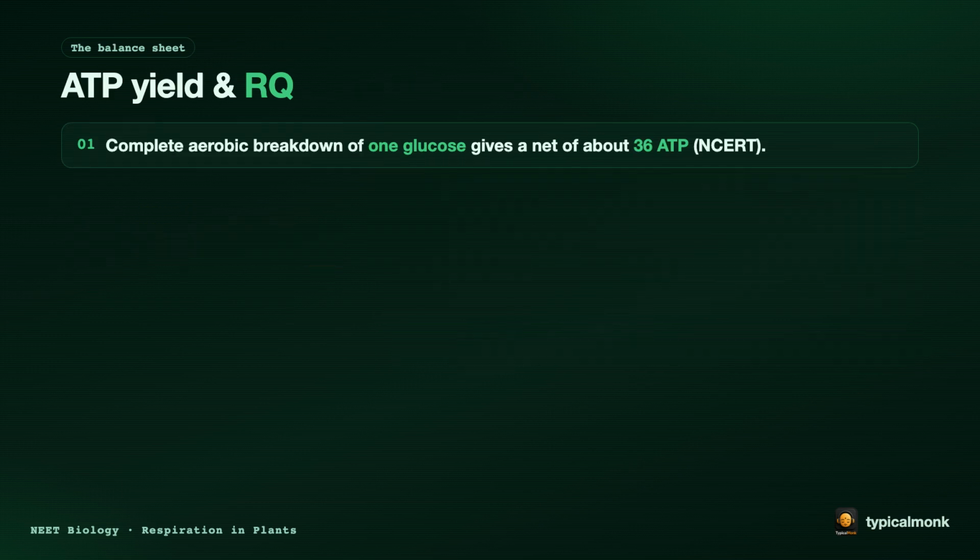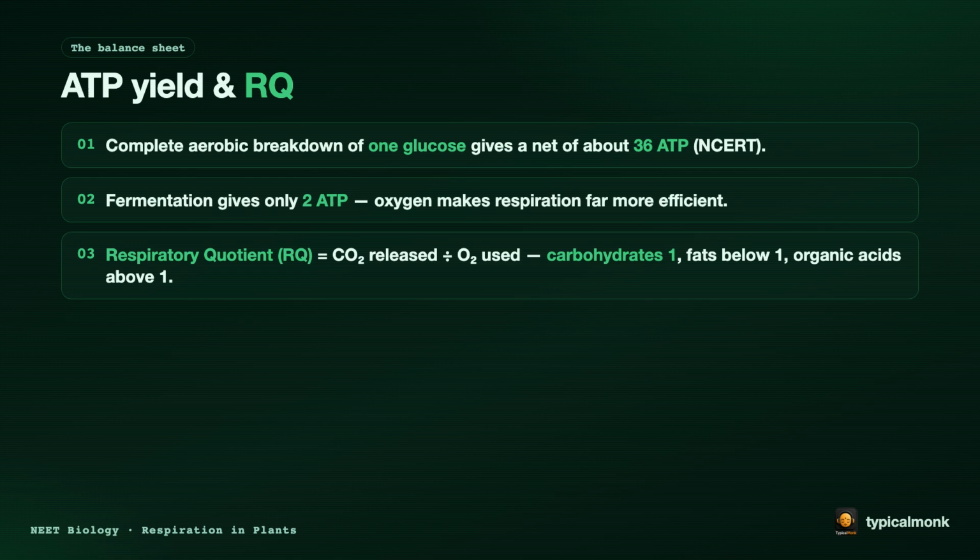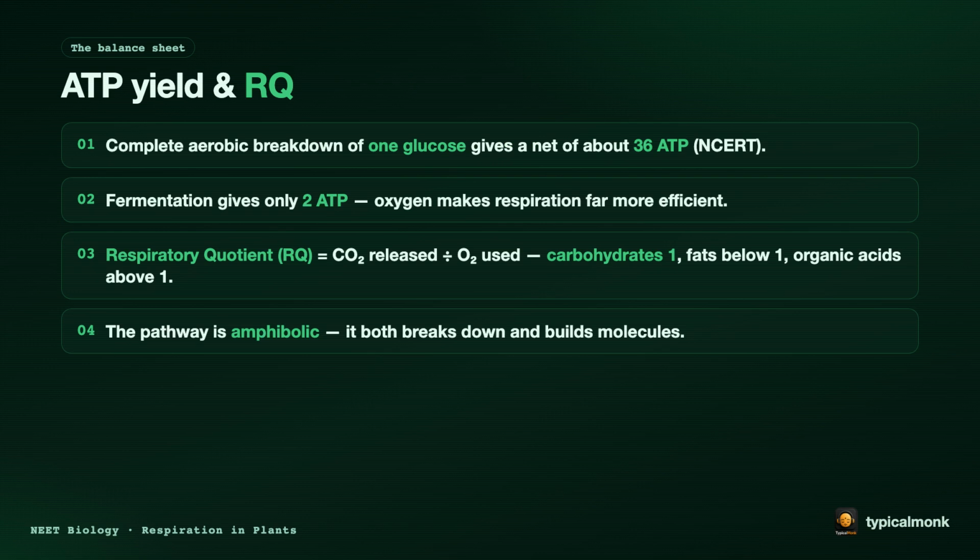Let's add up the balance sheet. The complete aerobic breakdown of 1 glucose gives a net of about 36 ATP, as stated in NCERT. Fermentation gives only 2 ATP, so oxygen makes respiration far more efficient. The respiratory quotient is the carbon dioxide released divided by the oxygen used. It is 1 for carbohydrates, below 1 for fats, and above 1 for organic acids. And remember, the respiratory pathway is amphibolic. It both breaks down and builds up molecules.